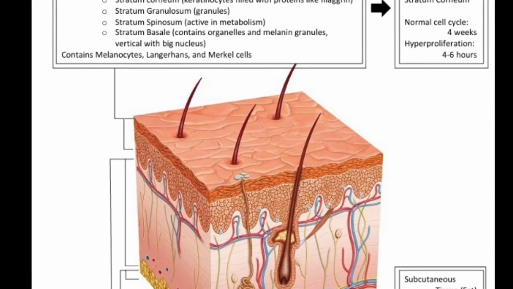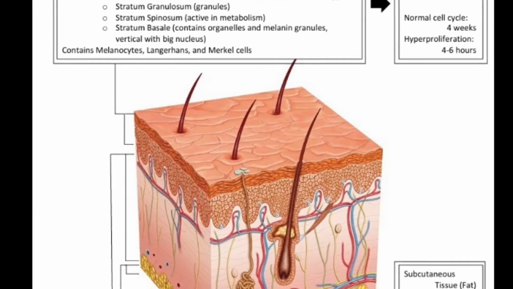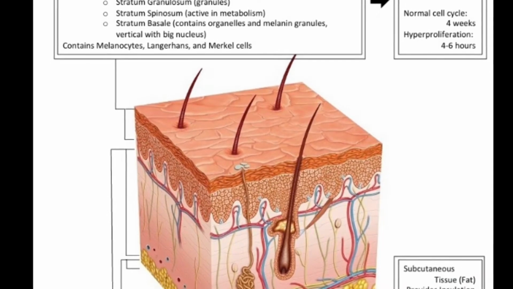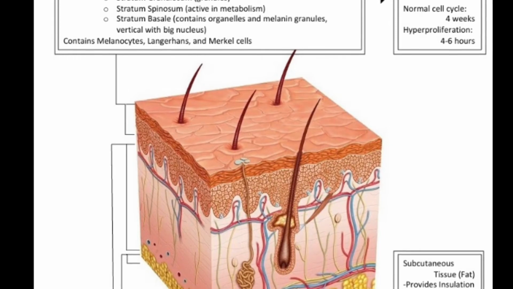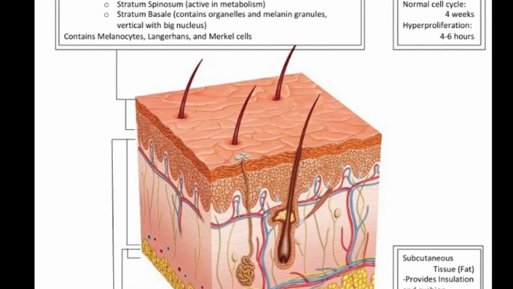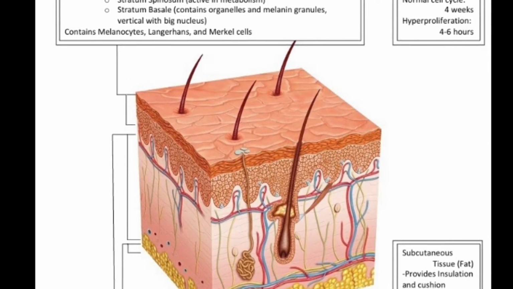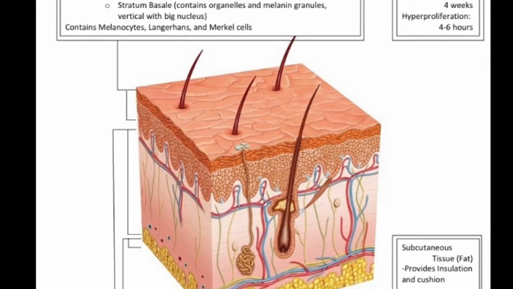The next thing I'm going to talk about is keratinization, which takes place in the epidermis, which is when skin cells move from the stratum basale to the stratum corneum in about 4 weeks. But this process will only take about 4 hours with hyperproliferation.